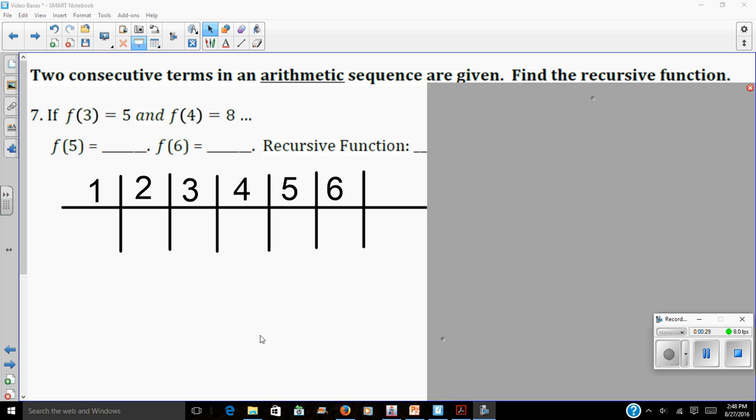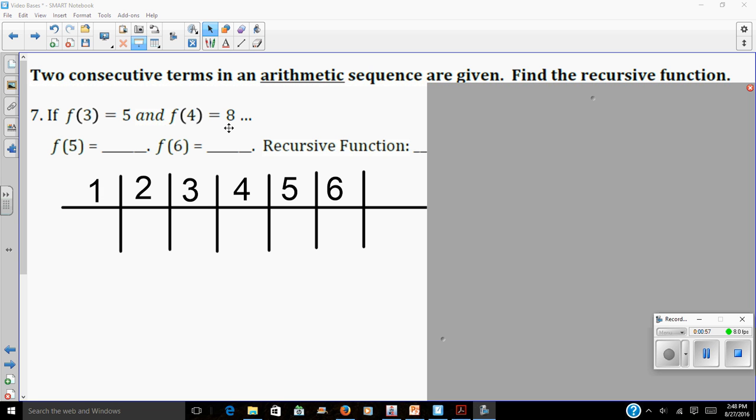And the interesting part about this is we're presented the information using function notation. So if f of 3 equals 5 and f of 4 equals 8, that communication means that our third term in the sequence is 5. That's what that is telling us. And in this case, it's telling us that the fourth term in the sequence is 8.